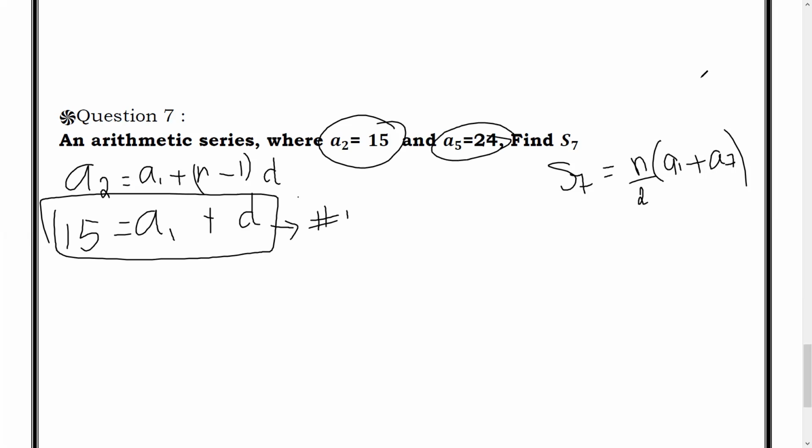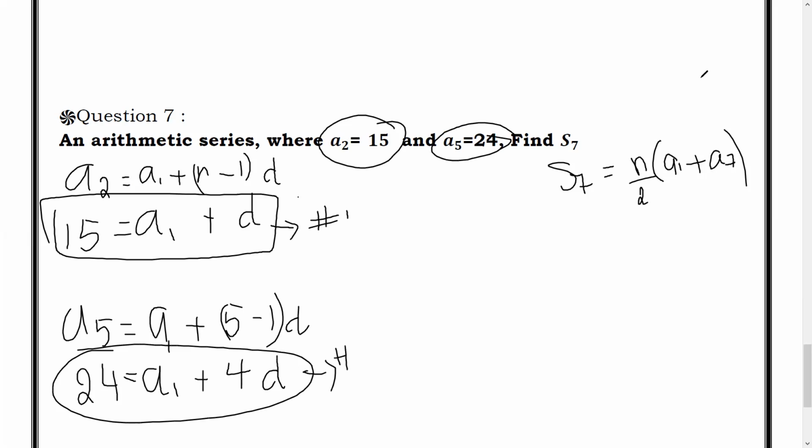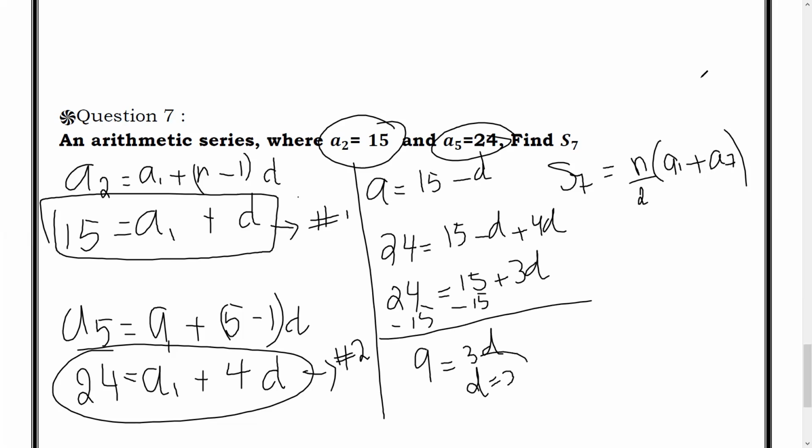Then I will use also a sub 5. In a sub 5, we follow the same steps: a sub 1 plus 5 minus 1 times d. A sub 1, I don't have any information about it, plus 4d equals 24. So by that now I have 2 equations, and by using these 2 equations, I can find a and d. So 15 is a plus d, so that means a is 15 minus d. Then 24 is 15 minus d plus 4d. So 24 is 15 plus 3d. 24 minus 15 is 9, equal to 3d. So d now is equal to 3.